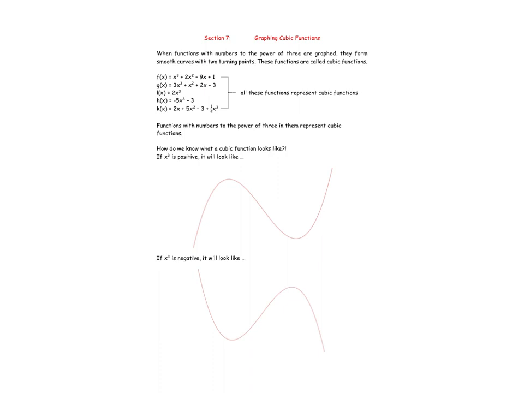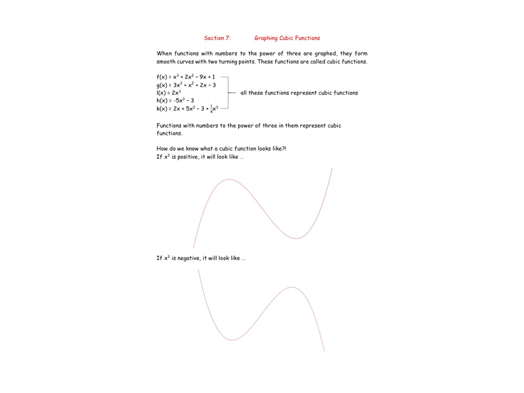So I've got a few examples: f of x, g of x, L of x, h of x, and g of x, and they're all what we would call cubic functions. And if you look at them, you can see that they all have x cubed in it somewhere. Some of them have much more, like an x squared, an x, and a number as well. But as long as it has an x cubed in it, it's a cubic function. So functions with numbers to the power of 3 in them represent cubic functions.